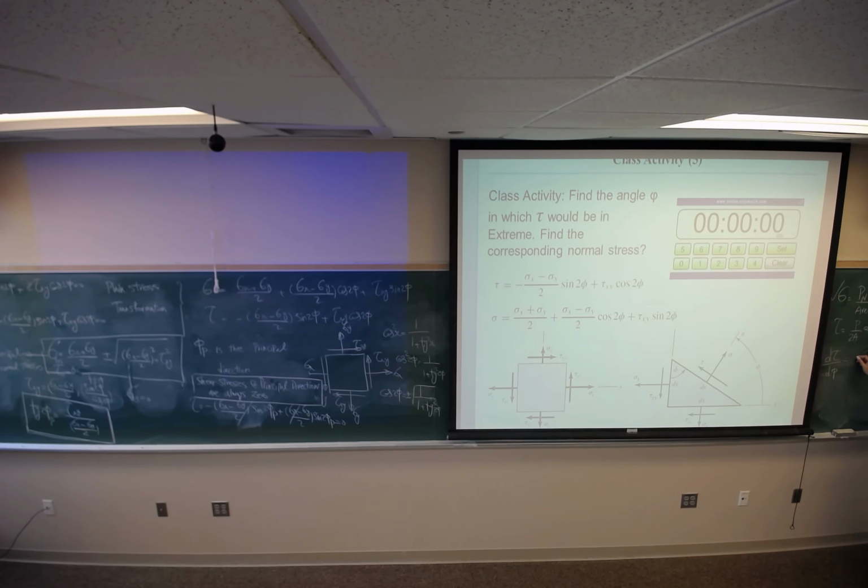It's going to be positive 2 cosine of 2 phi, 2 times negative (sigma x minus sigma y) divided by 2 cosine of 2 phi, plus the derivative of cosine of 2 phi, which is going to be negative 2 times tau xy sine of 2 phi. If I'm looking for an extreme value, I should set it equal to 0. I'm looking for this angle, the angle at which I get the extreme value for the shear.